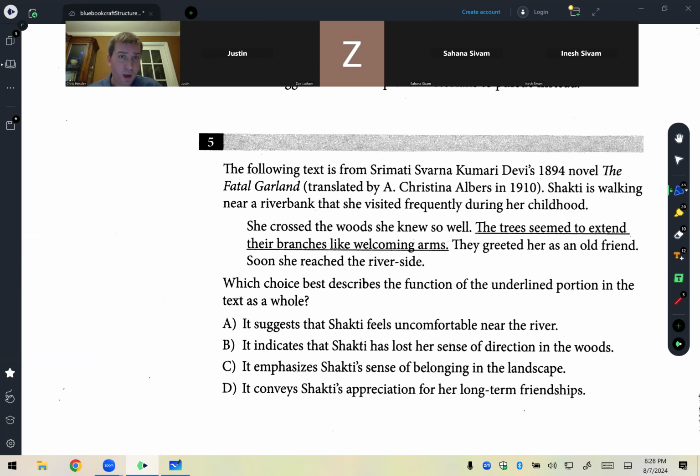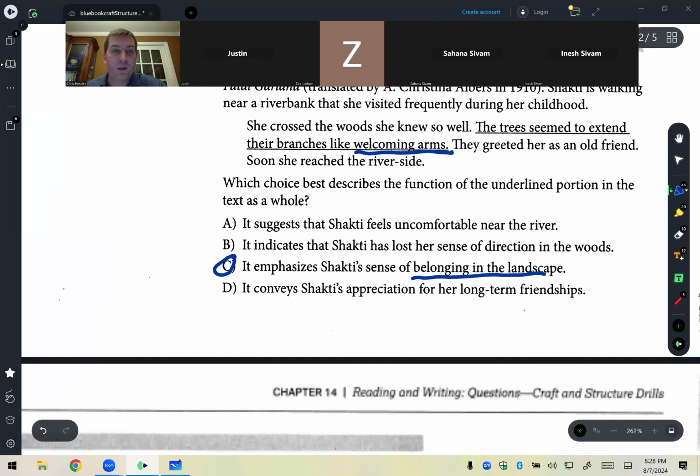That's personification. What effect does the personification have on the text? C, it emphasizes Shakti's sense of belonging to the landscape, welcoming arms. All right, that's personification.